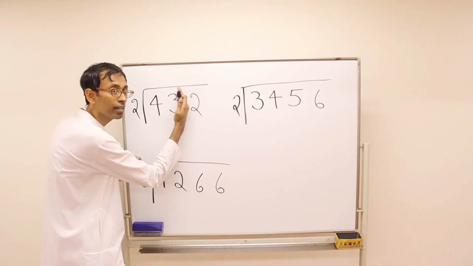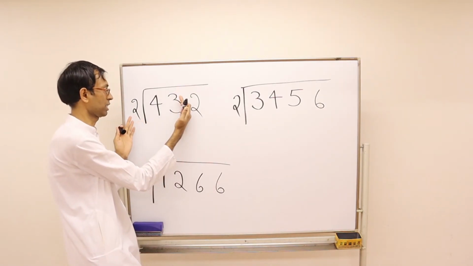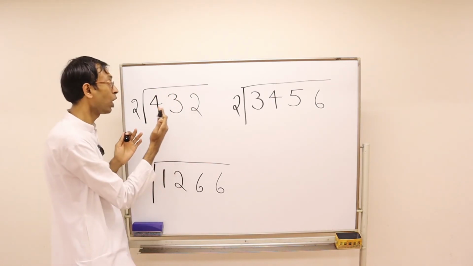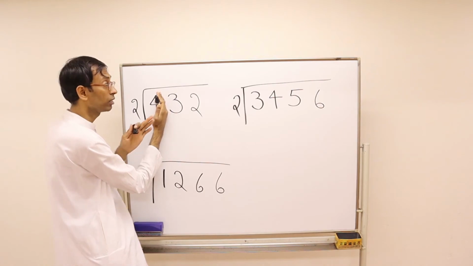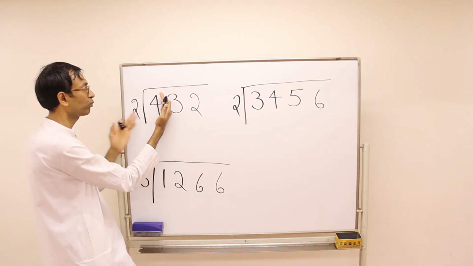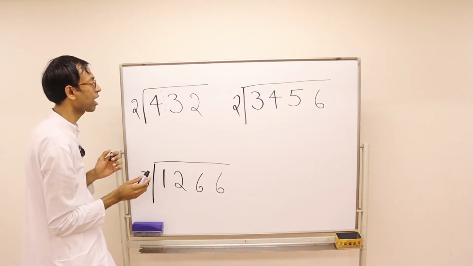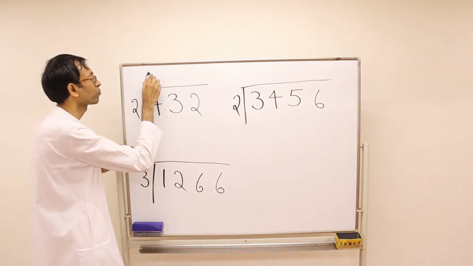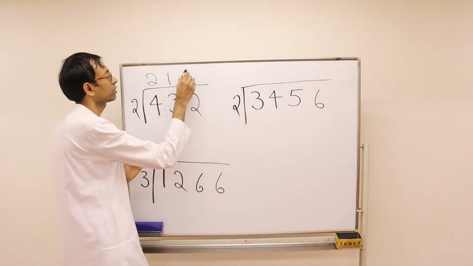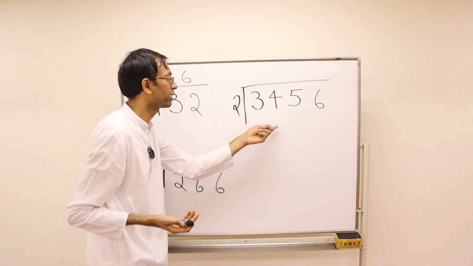Can we split here? 2 divided by 2 we can do. 43 is not divisible by 2, so we cannot split here. Okay, how about here? Can we split here? Okay, yeah, this 32 is divisible by 2 and 4 is also divisible by 2. Okay, very simple. Now 4 divided by 2 is 2. 32 divided by 2 is 16. As simple as this.